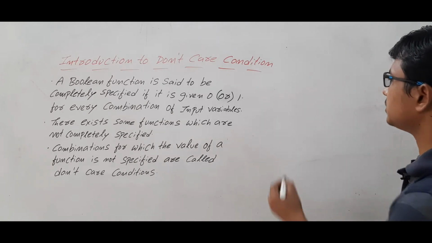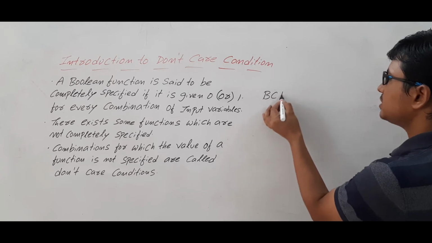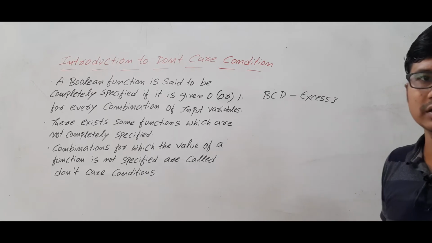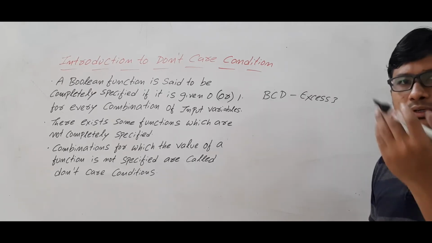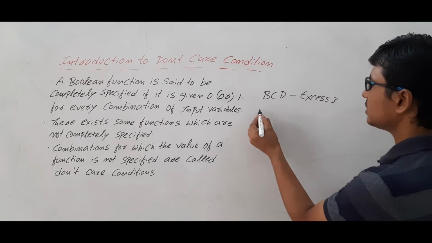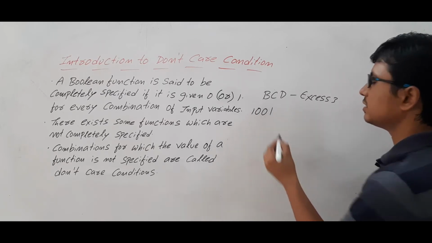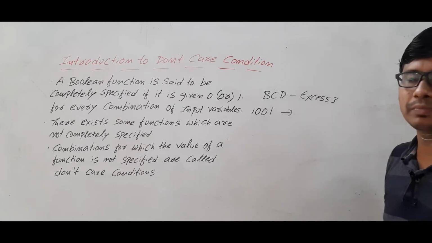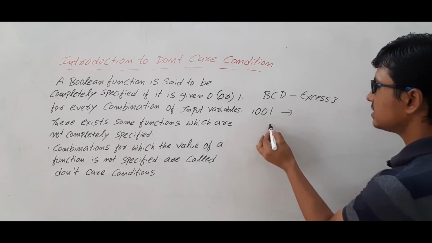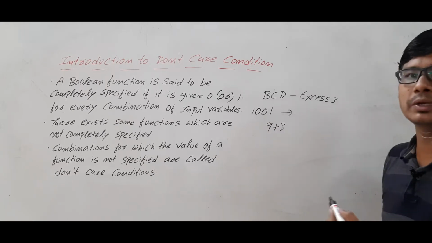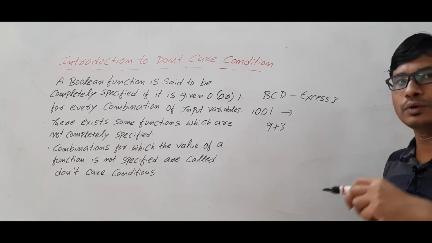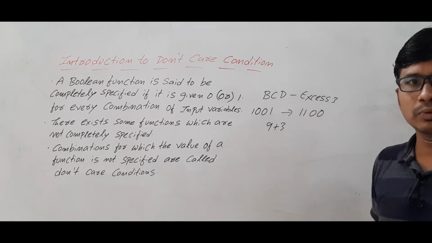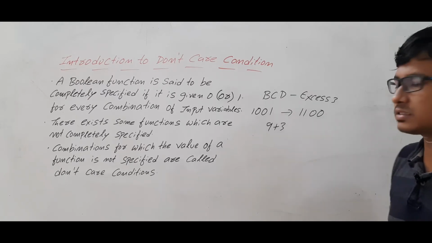Let's take an example. You want to convert a BCD to XS3. Can you do it or not? Yes, we already discussed how to convert a BCD number to XS3 format. Let's take 1001, which is a 9. In XS3, it will be represented as 9 plus 3, which is 12. XS3 itself is saying you have to add the 3. So 12 will be 1100. Are you able to understand? So this is the BCD to XS3 conversion.